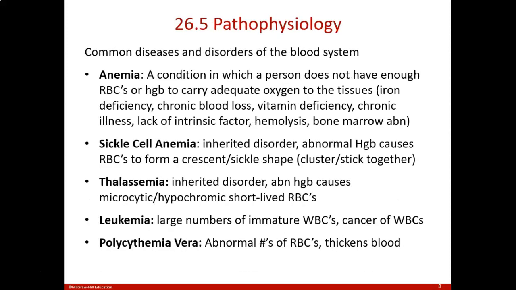All right. And so the book, there's lots of different blood disorders that we could go through, but the book focuses on these five. And so the first one was anemia. And if you look at the anemia area, there's a lot of things listed under anemia. Okay. And so anemia is basically a condition in which the person doesn't have enough hemoglobin or red blood cells to carry adequate oxygen to the tissues.